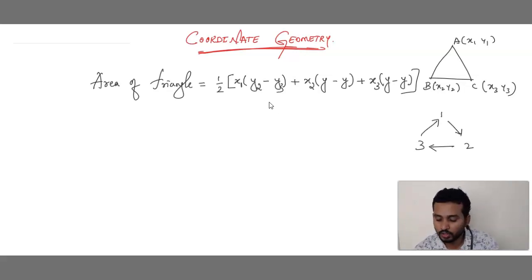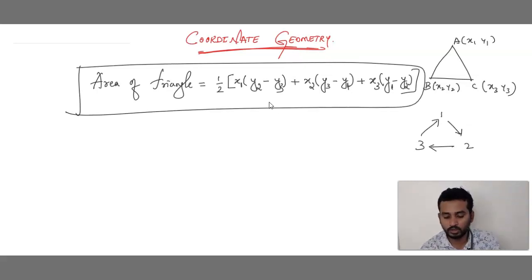Again, 2. After 2, 3. After 3, 1. After 1, 2. Okay? 1, 2, 3. 2, 3, 1. 3, 1, 2. Remember this logic. Is this clear? 1, 2, 3. 2, 3, 1. 3, 1, 2. This is the formula we are going to use to find the area of a triangle.